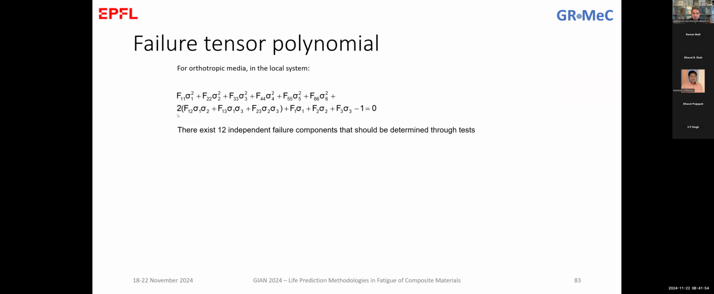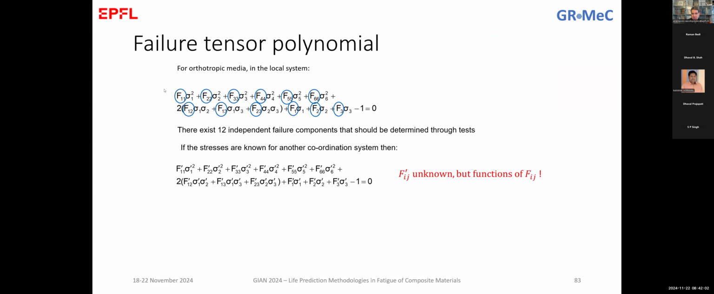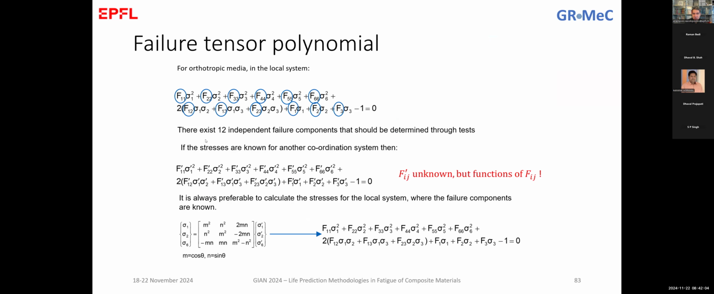So later on, after this Tsai-Hill, we have the introduction of this failure tensor polynomial. So a lot of criteria have been introduced in this concept to consider also these terms.